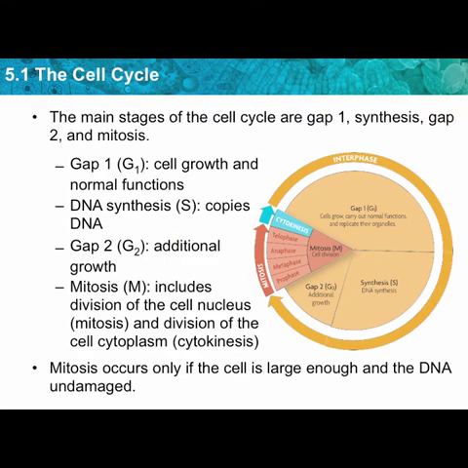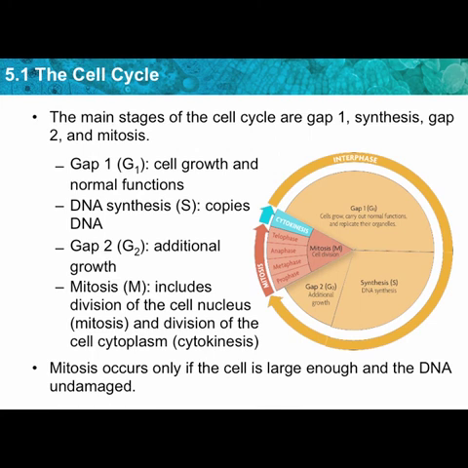The main stages are, as we said, G1 or gap 1, synthesis or S, gap 2, G2, and mitosis. Gap 1, G1 is normal cell growth and function. Just the cell acts the way it's supposed to. A hair cell acts like a hair cell, a skin cell acts like a skin cell.